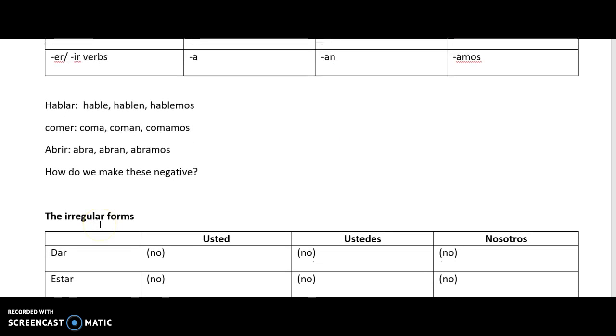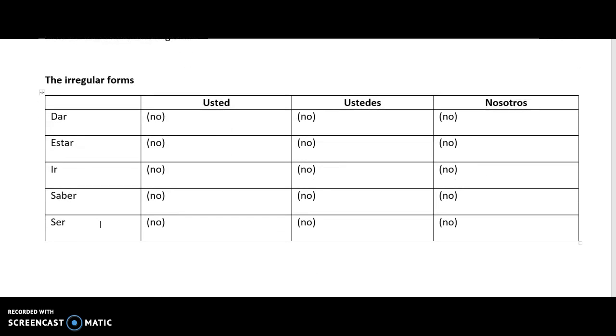Now, how do we make these negative? Super easy. We just put a no in front of it. So no hable, no hablen, no hablemos. Okay. The irregular forms, these are going to be the exact same ones that we saw with the tu verbs.